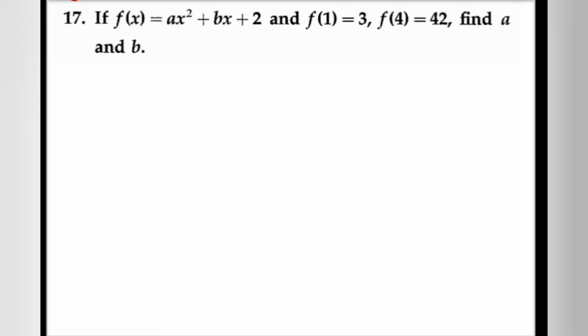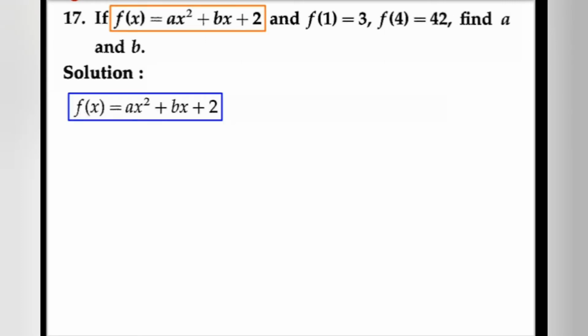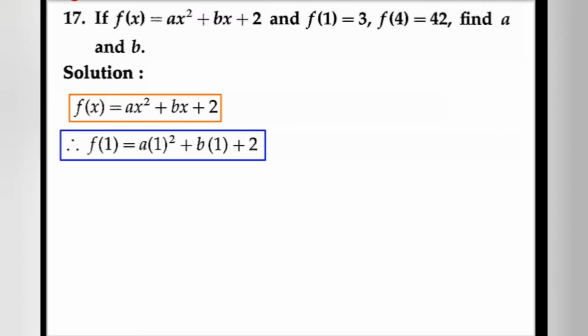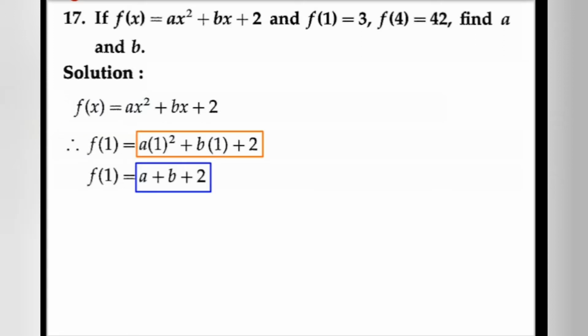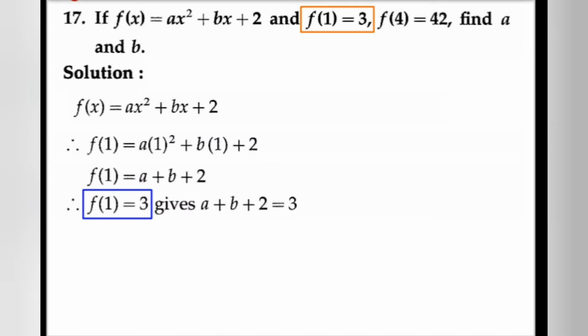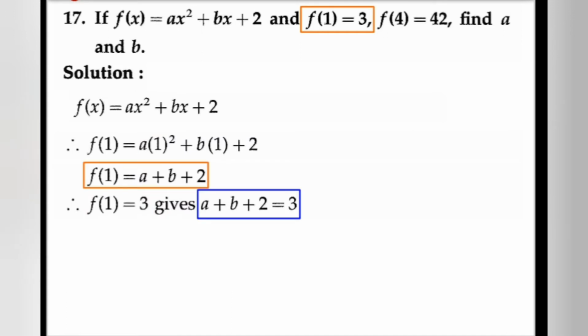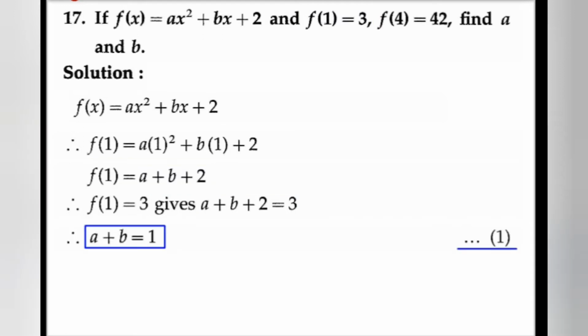Question number 17. If f of x is equal to ax square plus bx plus 2 and f of 1 is equal to 3, f of 4 is equal to 42, find a and b. Solution: f of x is equal to ax square plus bx plus 2. Therefore, f of 1 would be a into 1 square plus b into 1 plus 2, that is a plus b plus 2. f of 1 is equal to 3, which means a plus b plus 2 is equal to 3. So we can find a plus b as 1.